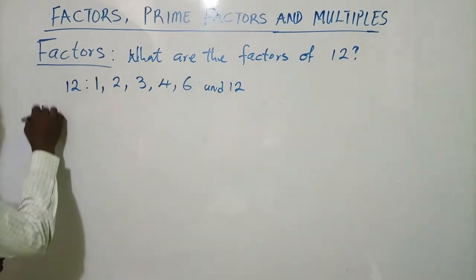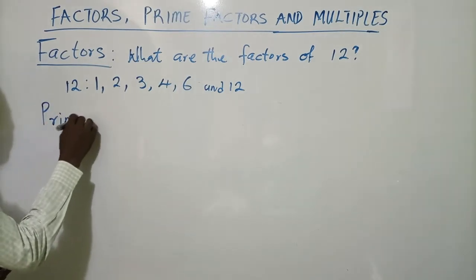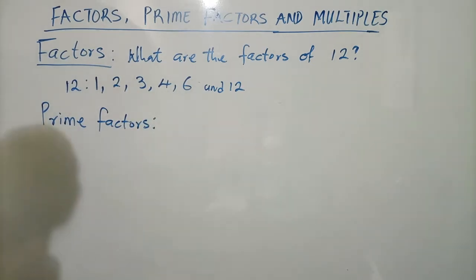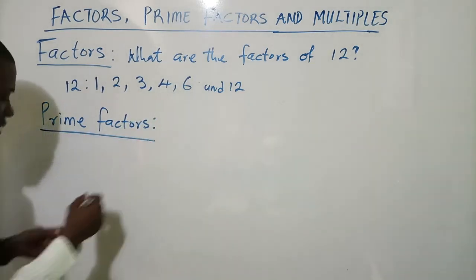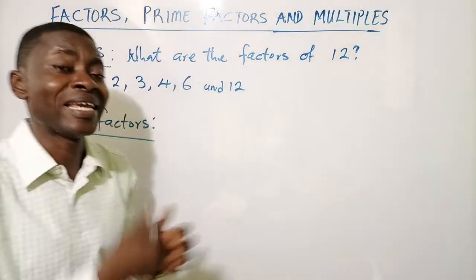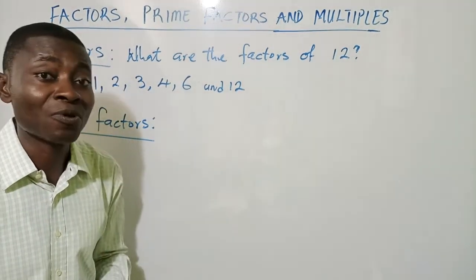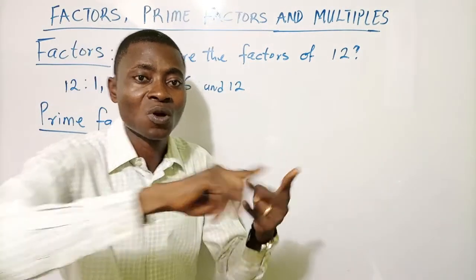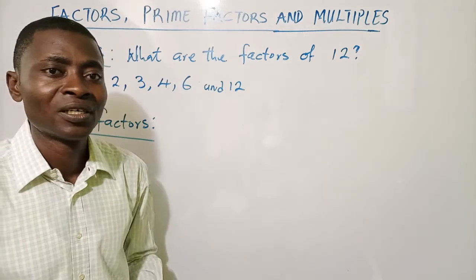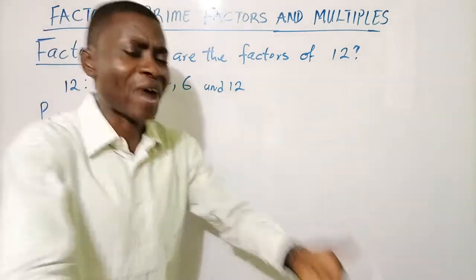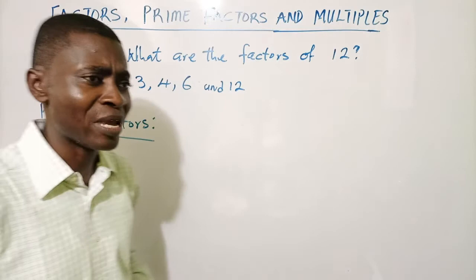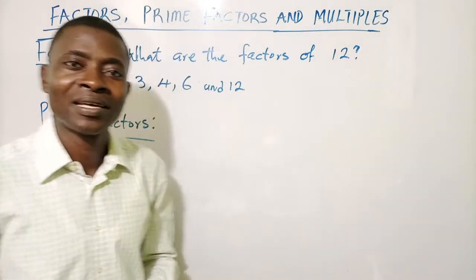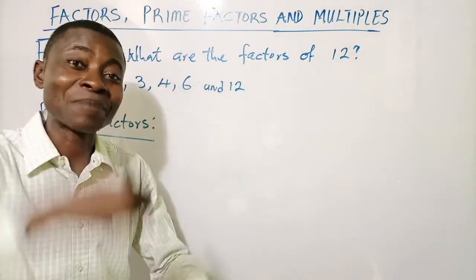The next one there is prime factors. So we'll talk about prime factors. Now, what are prime factors? Remember, we said earlier in our previous video that a prime number is a number that has only two factors, that means 1 and itself. So now, what do I mean by a prime factor? A prime factor means a factor of a number that is a prime number.